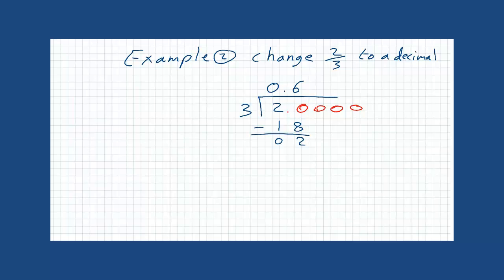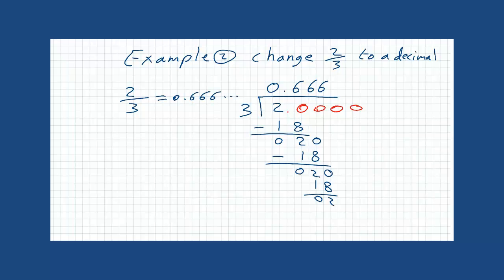Bring the 0 down. 20 divided by 3, you will have also 6. 6 times 3 is 18. Subtract, you will have 2 as a remainder. Bring another 0 down, and so on. It will not finish, and we have a repeating decimal. So 2/3 is equal to 0.666, and so on. So we can write it as a repeating number. Just put a dash over the number 6.